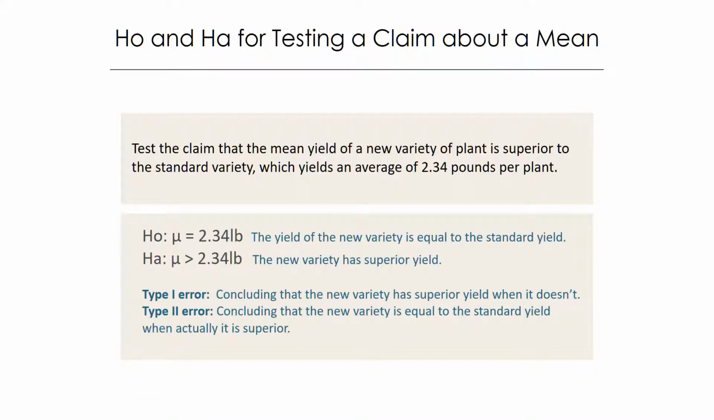In our previous example of testing the claim that the mean yield of a new variety of plant is superior to the standard variety, the null hypothesis is that it's equal, and the alternate hypothesis is that it's superior. So a type 1 error would be concluding that the new variety has superior yield when it really doesn't. And a type 2 error would be concluding that the new variety is equal to the standard yield when actually it's superior.